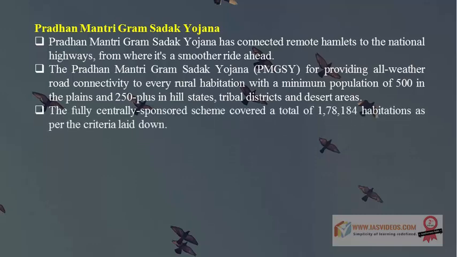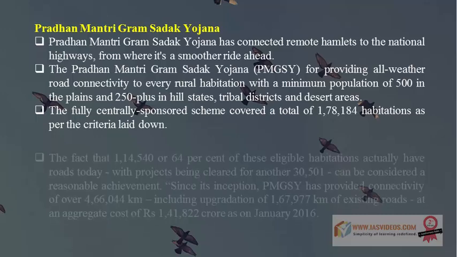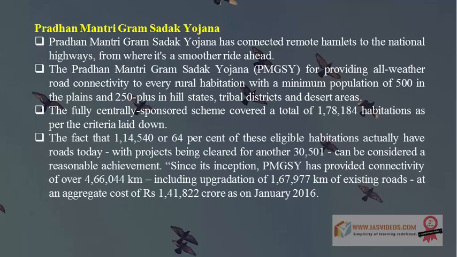The fully centrally sponsored scheme covered a total of 178,184 habitations as per the criteria laid down. The fact that 114,540 or 64% of these eligible habitations actually have roads today, with projects being cleared for another 30,501, can be considered a reasonable achievement.